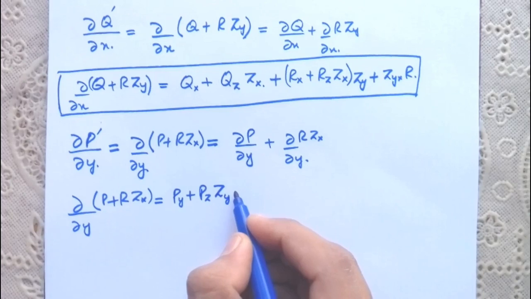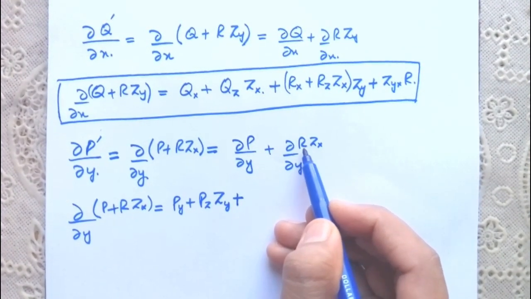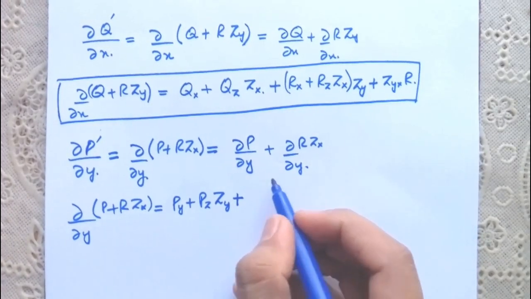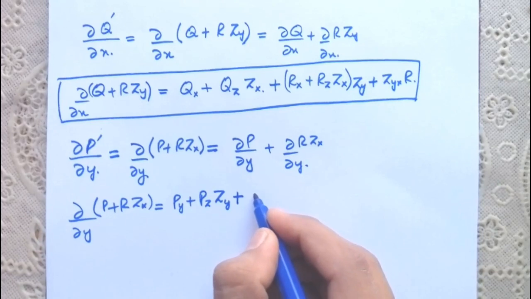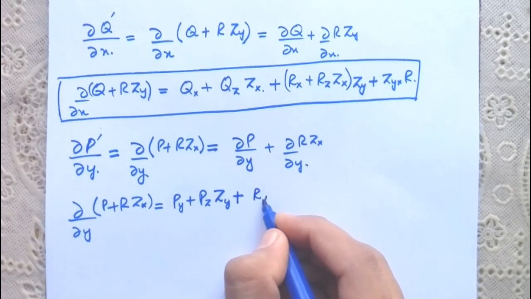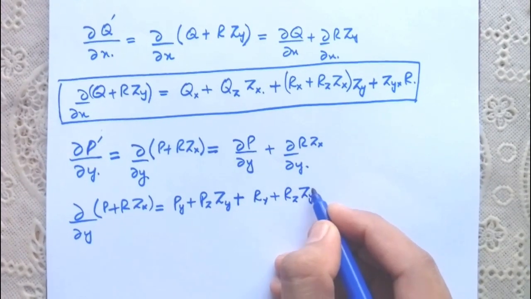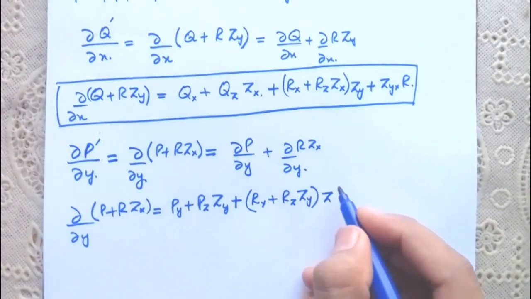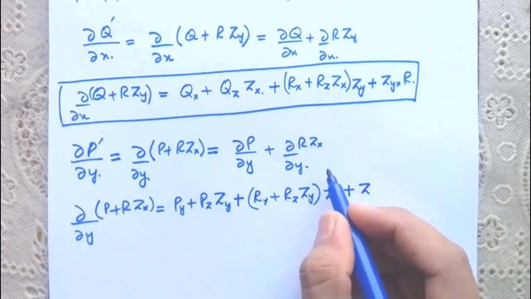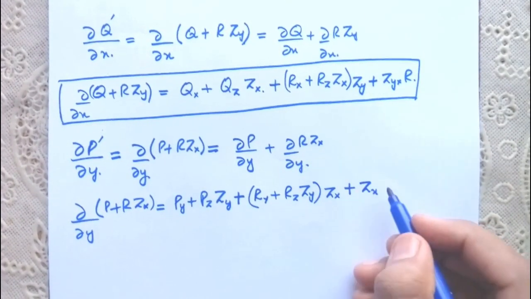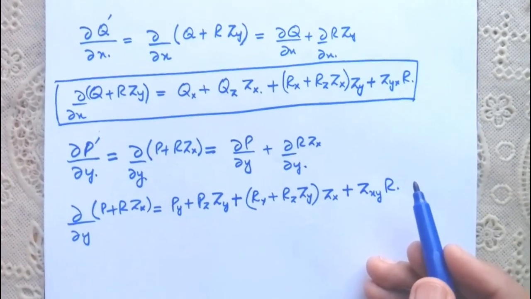plus, here a product of two functions, so we use the product rule of derivative, that is partial of r with respect to y, and partial of r with respect to y is equal to ry plus rz zy, and zx same, plus z zx with respect to y we differentiate, and r same, right?